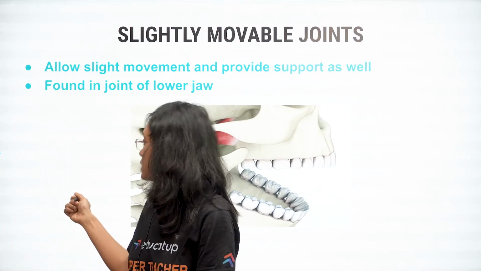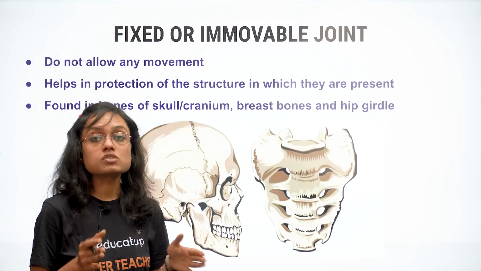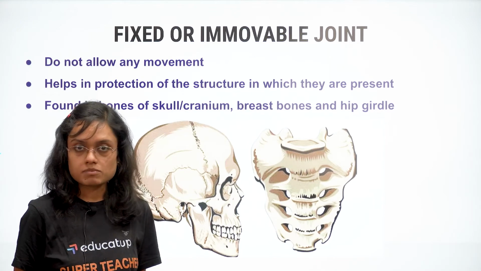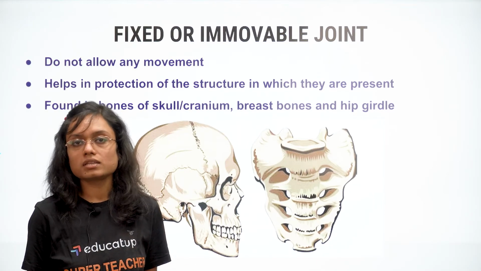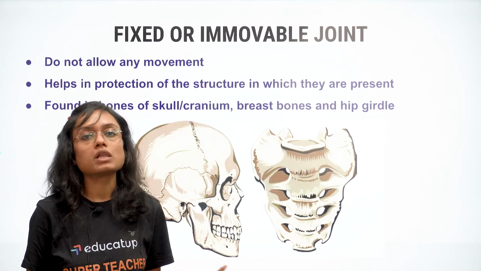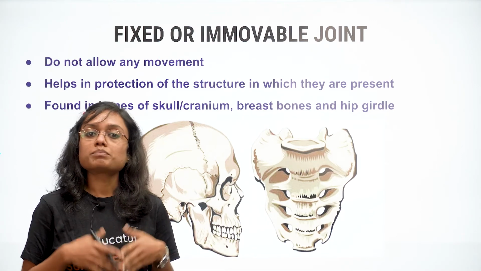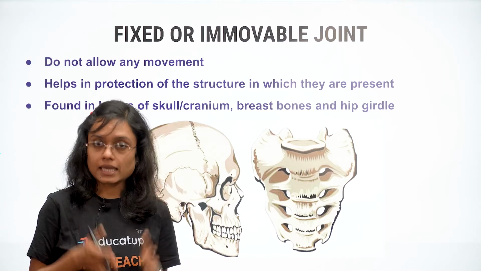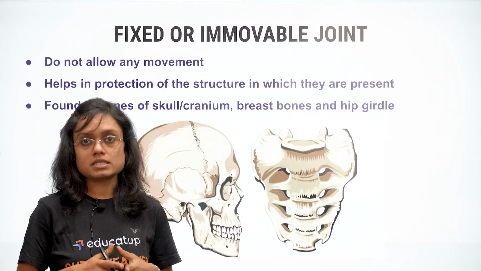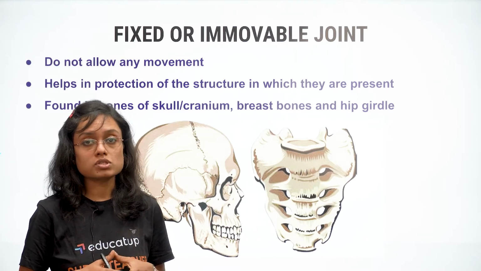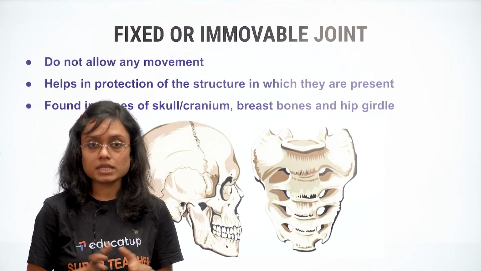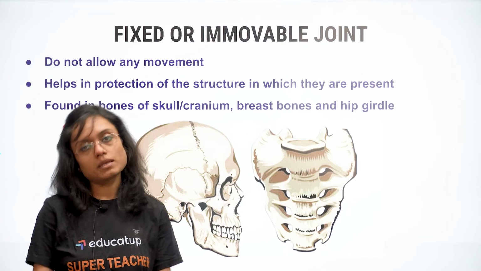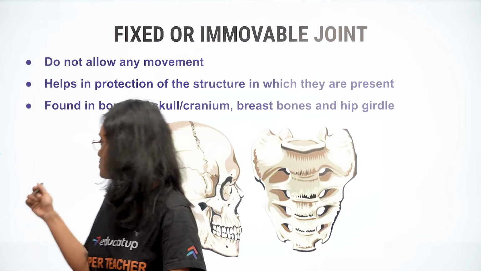Now let's move ahead. Okay, fixed or immovable joint. Now as the name suggests, those in which no movement is possible, which do not provide any movement, are known as immovable or fixed. They provide protection to the delicate organ or to the part which is present inside them, basically found in the bones of skull. Skull is made up of 14 fixed bones, the cranium part, breast bones and hip girdle. Okay, now let's move ahead.